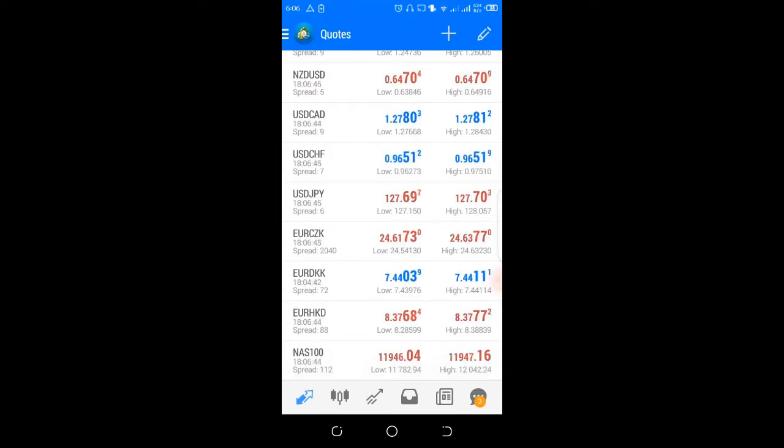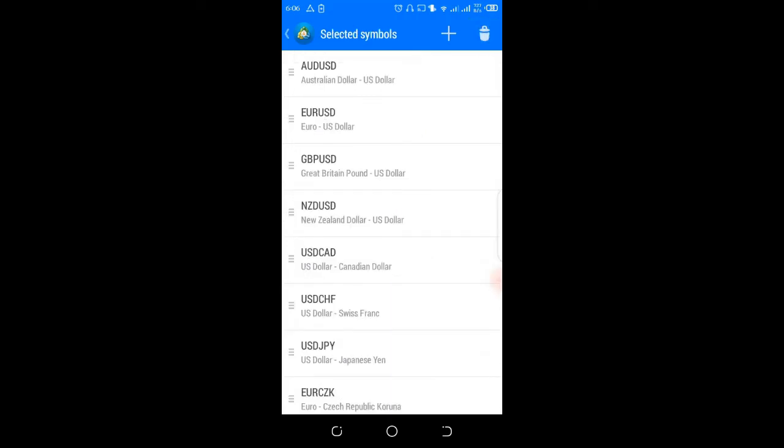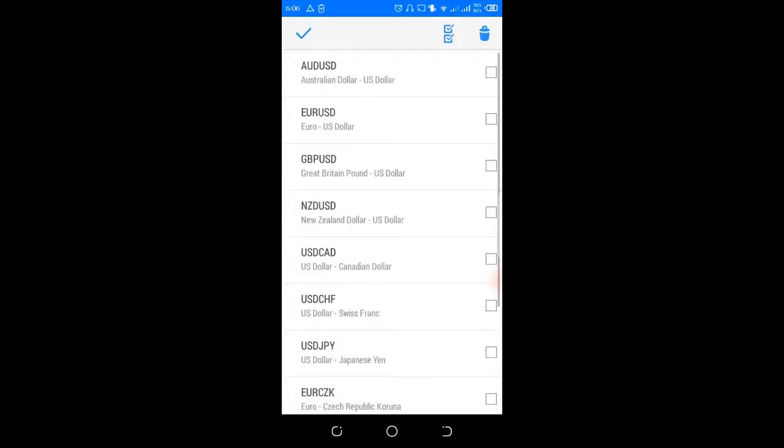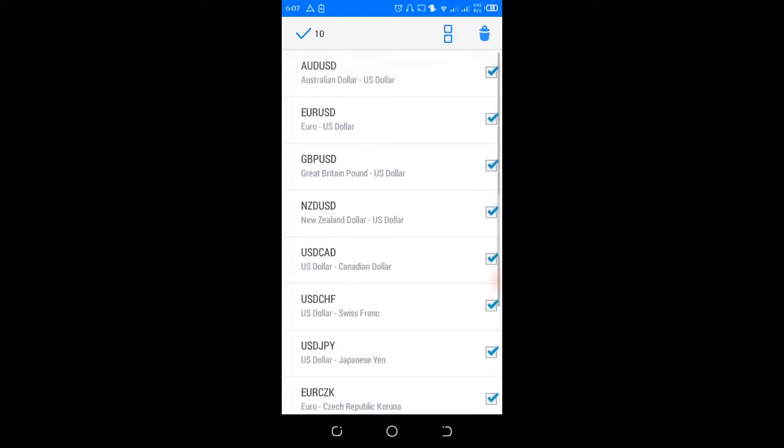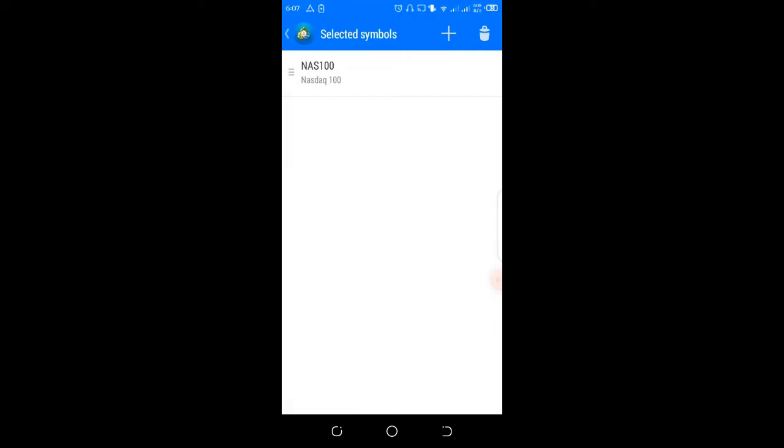So basically we are going to really fast customize this setup to what we actually trade, which in my case is indices and commodities. So you press here, use the dustbin icon, and choose what you want to delete out. Yeah, let's go with that. Then as you can see, I've left the Nasdaq there, NAS 100.